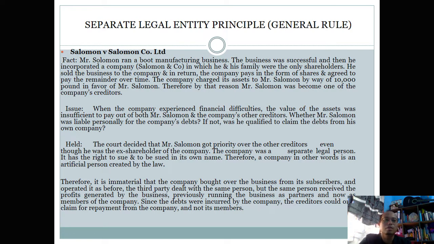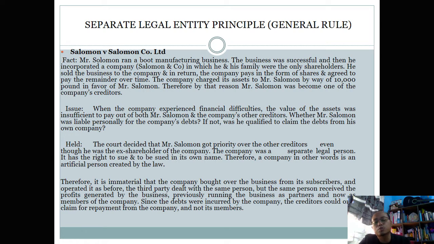Therefore, in this case, Mr. Solomon was in two situations. Number one is he is one of the shareholders of the company, and number two is he was one of the company's creditors. The issues come into the picture when the company experienced financial difficulties. The value of the assets of the company was insufficient to pay Mr. Solomon and the other creditors.